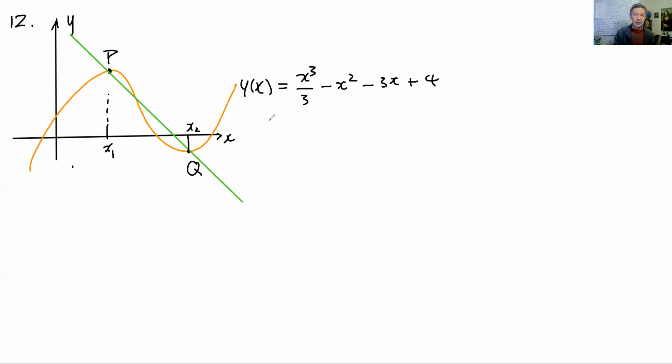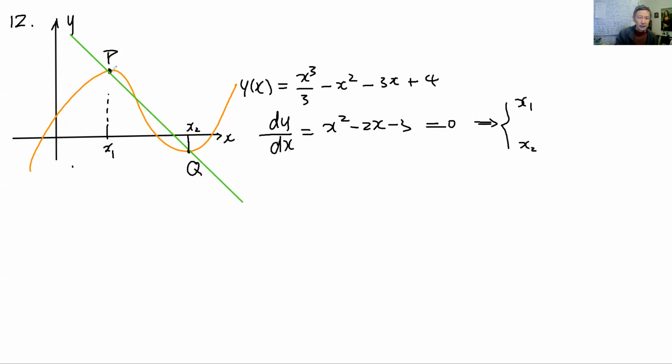First we use d to find the first derivative. That would be 3 cancelled, right? x squared minus 2x minus 3, and then set it equal to 0. That will solve this quadratic. We got 2 solutions, so x1 and x2. Got it? Yes.